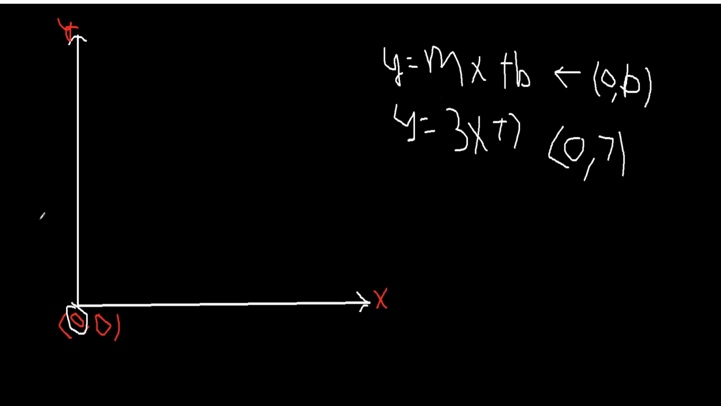y equals 3x plus 7. Let's say this is 7 here. Actually, you can move it up a bit. Let's say this here is 0, 7. And let's just graph this. Our line, of course, is going to be here. y equals 3x plus 7. And that's pretty much it.